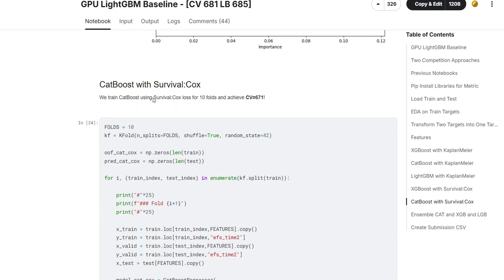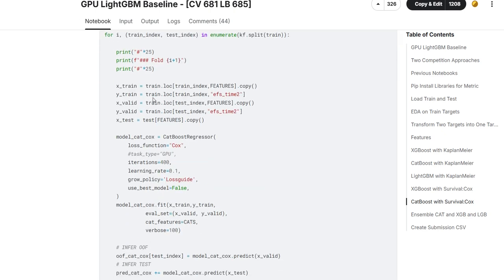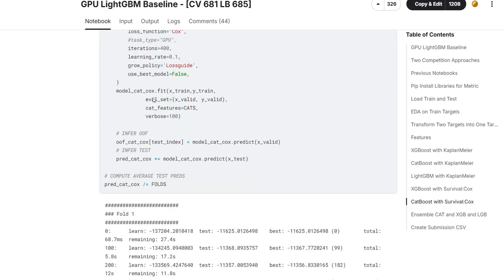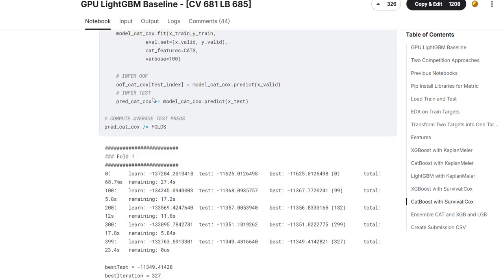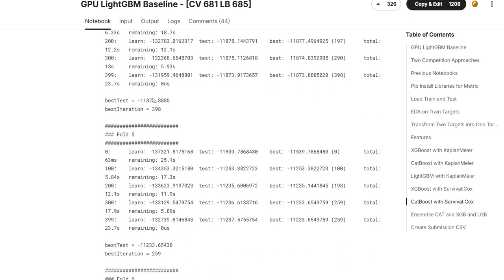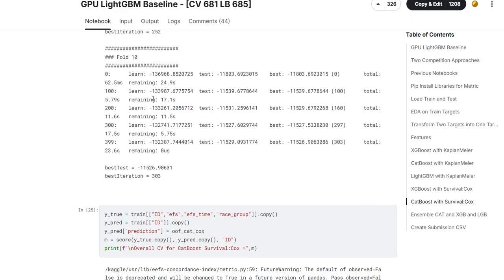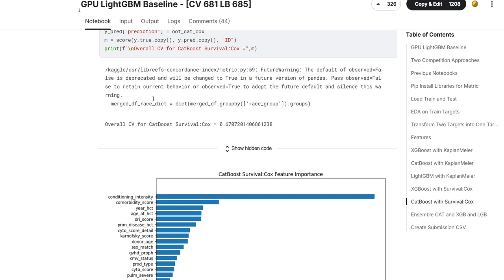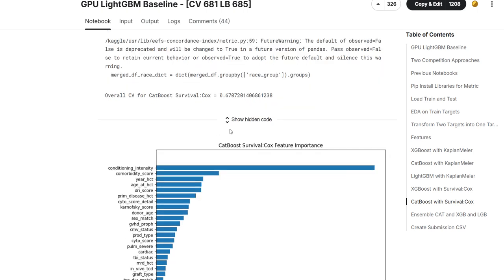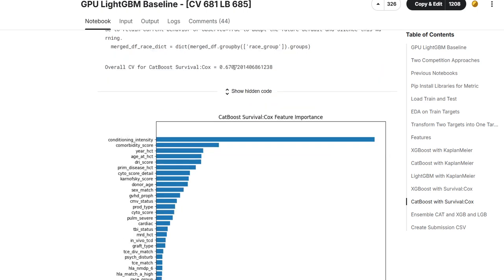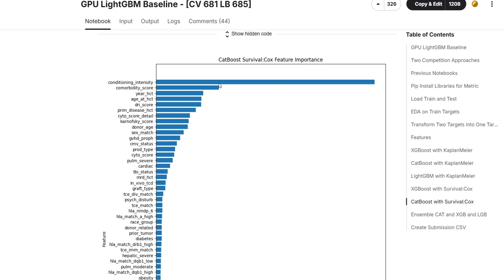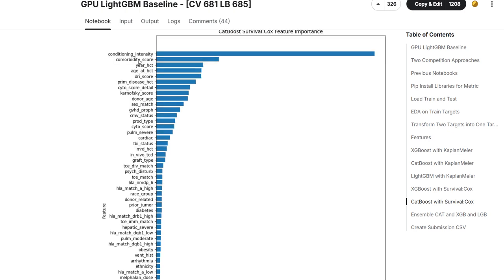Finally, the notebook does the same thing with CatBoost, using the loss function equals Cox. The CV score for CatBoost with Cox loss is around 0.671. The CatBoost Cox feature importance plot is broadly similar to the XGBoost Cox plot, with conditioning intensity, comorbidity score, and year HCT being high up.